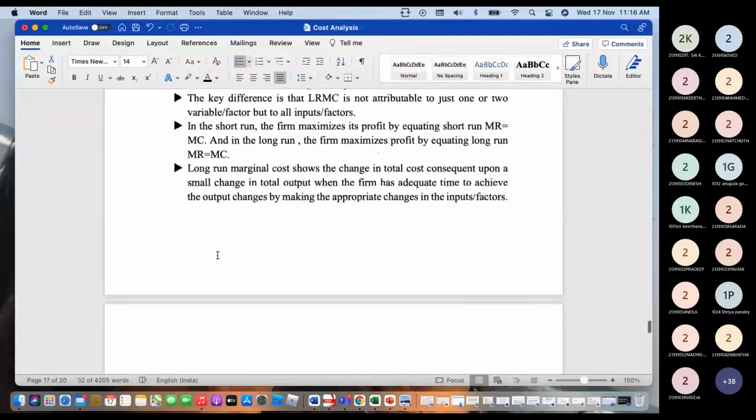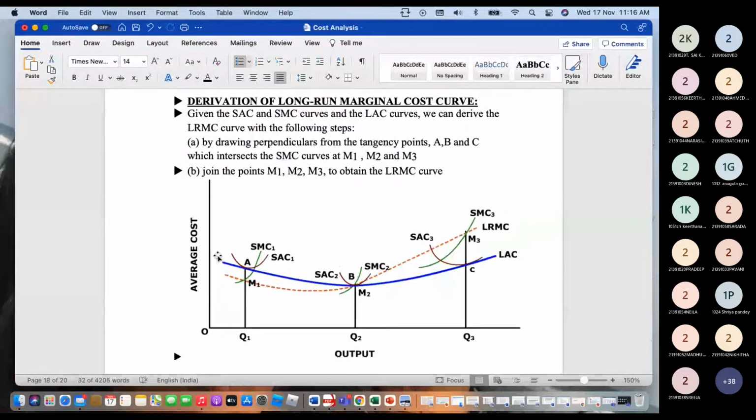So students, when you are drawing the marginal cost curve, this is the same way as we have drawn the long run average cost curve. The long run marginal cost curve also is derived from the short run average cost curve, because every short run average cost curve will have the short run marginal cost curve also, because if you remember, we have done the relationship between SAC and SMC.